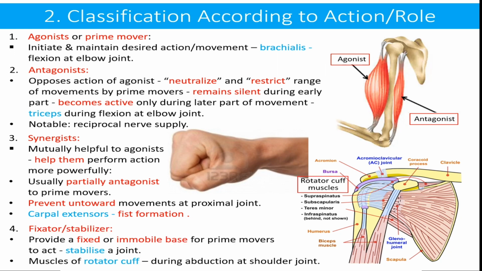Fourth group is fixators or stabilizers. They provide a fixed or immobile base for the prime movers to act. Hence, they stabilize the joint. The example is muscles of the rotator cuff during abduction at shoulder joint.